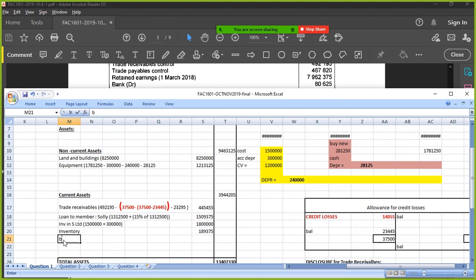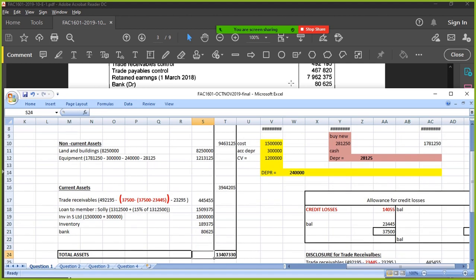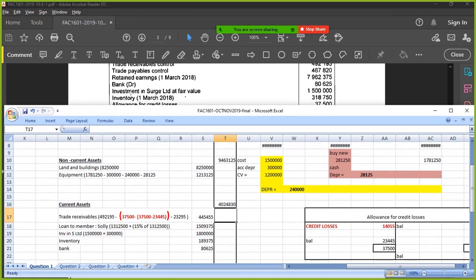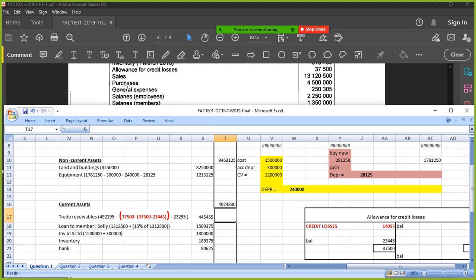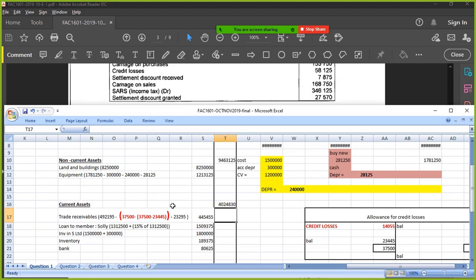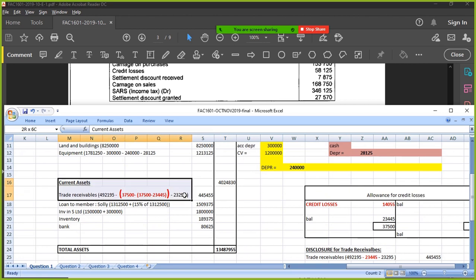Yeah, bank definitely has to go there. I left that one out. 80625. Great. Bank is a debit, so it is an asset, so that needs to go up. All right, yeah, I agree with that. The investment I've got, yes. The inventory I've got. The allowance I've got. Sales, purchases, general, all of that I've got. The rest is fine. Okay, that's perfect. Great, good job.